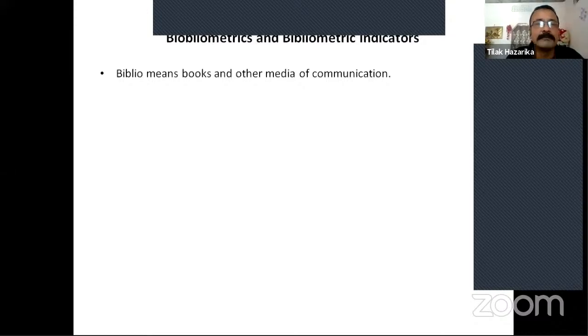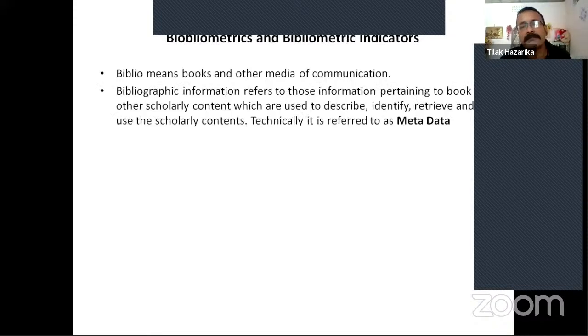Bibliometrics are there. Biblio means books and other media. This is a theoretical part. And all the journals are indexed in the leading databases based on the metadata. Metadata means the index part. That is, I may access a journal by its author name, by its journal name, by subject, by year of publication, or by publisher, and so on and so forth. All these are different access points by which we may access relevant literature in the databases. We may search. That is a search key.